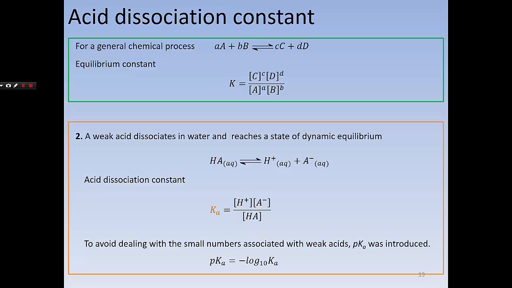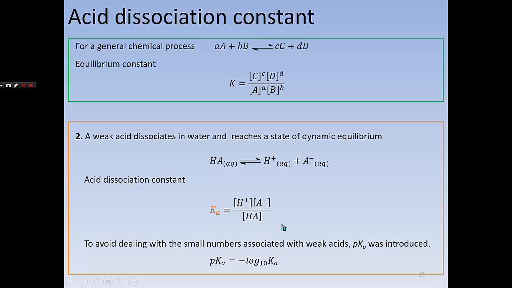The acid dissociation constant equation has the same structure as the general constant equation for self-ionization of water. The subscript A stands for acid. But for self-ionization of water, we can simplify the equation a little bit because the concentration of water in dilute solution is a constant, 55.56 mole per liter.